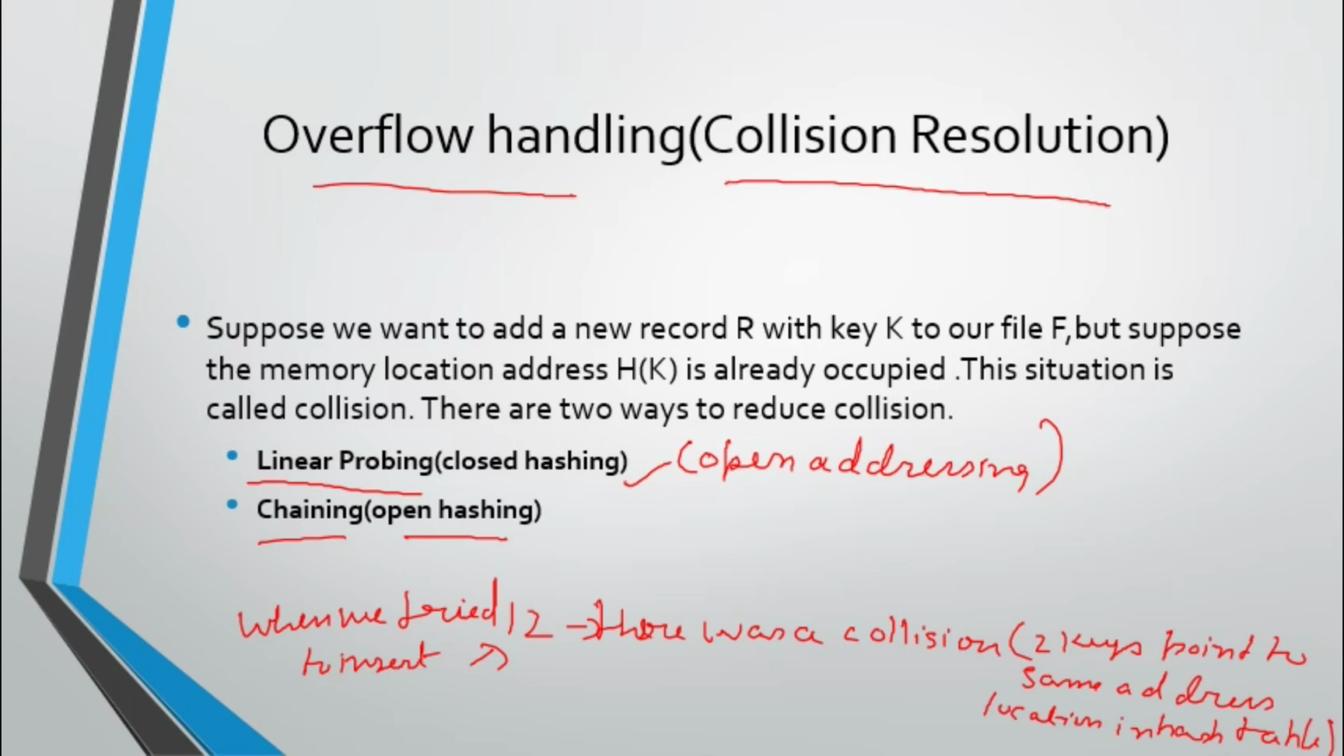Suppose we want to add a new record R with key K to our file F, but the memory location address H of the key is already occupied. That situation is called a collision. There are two ways: linear probing and chaining. First we will understand the linear probing problem, and next we'll discuss the chaining problem.